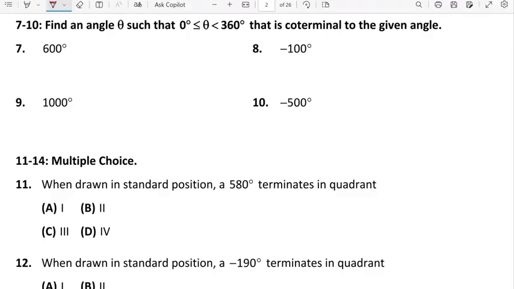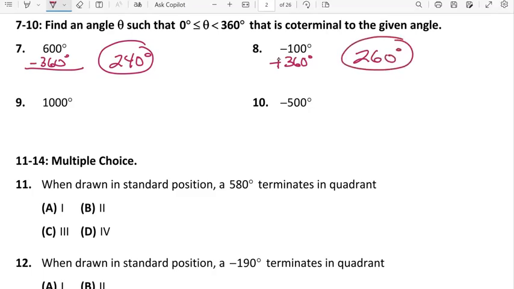In 7 through 10, without drawing the rotation, we're going to find a coterminal angle. Remember, the coterminal angles can be found by adding or subtracting one full rotation. So in order to bring this to an angle that's between 0 and 360, I'm going to subtract off one full rotation, and 600 minus 360 degrees is 240 degrees, which lies between 0 and 360. To bring a negative angle into an angle that's between 0 and 360 by adding full rotations, I'm going to add 360 degrees or 1 full rotation to it, and that will give us 260 degrees.